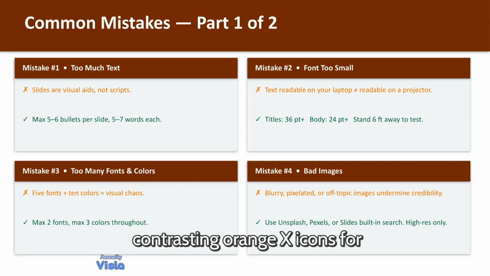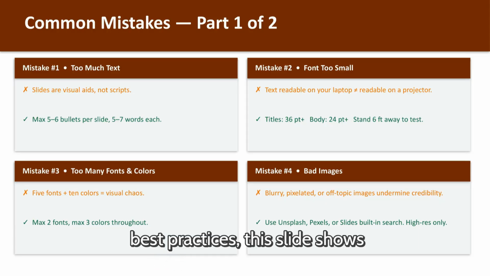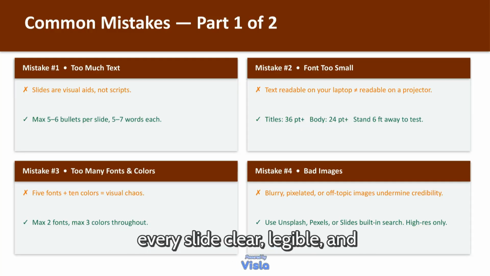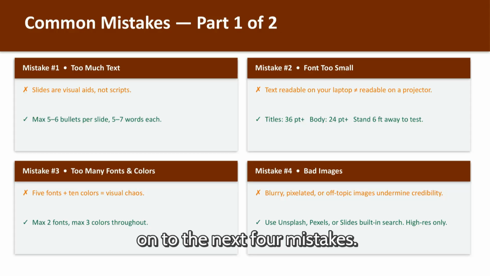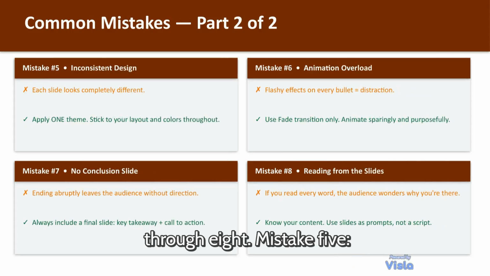By contrasting orange X icons for errors with green check marks for best practices, this slide shows you exactly what to avoid and why. Apply these changes now to keep every slide clear, legible, and visually cohesive before we move on to the next 4 mistakes. Now let's tackle mistakes 5 through 8.